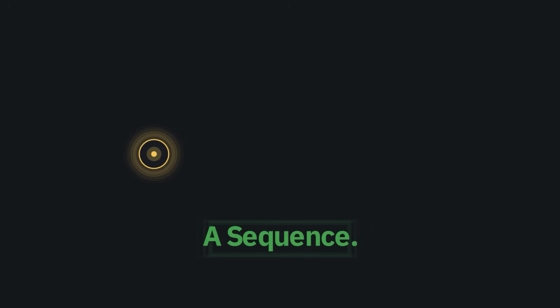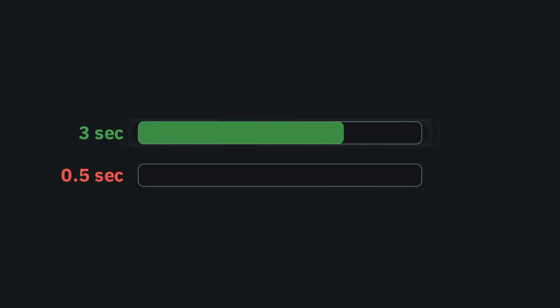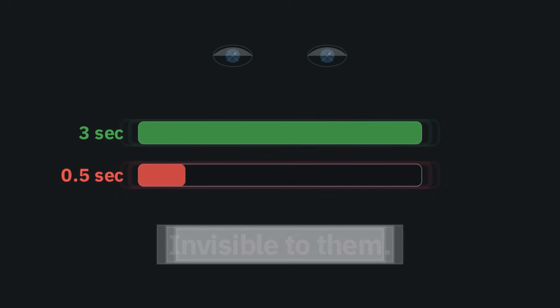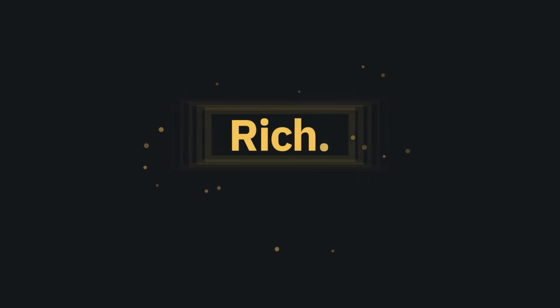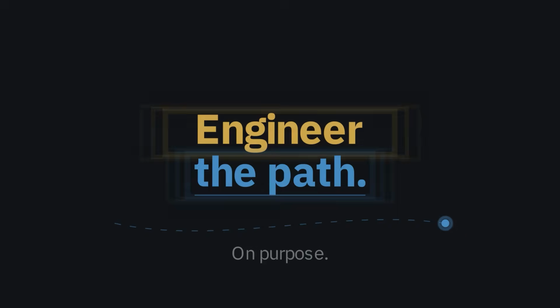A well-composed image does not just have a focal point, it has a sequence. The eye enters, travels somewhere, then somewhere else, and then ideally loops back. The viewer might spend 3 seconds in your image instead of half a second, and that difference is completely invisible to them. They just feel like the image is rich and interesting. They don't know why. Your job is to engineer that path on purpose.